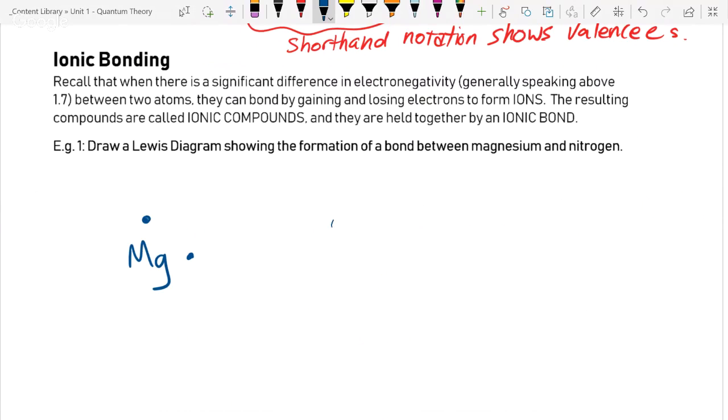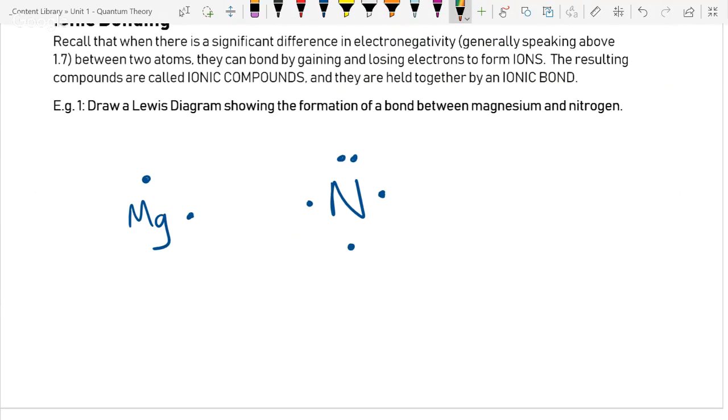So for example, if I had magnesium and nitrogen, what's magnesium's Lewis structure look like again? 2 electrons. And if I had nitrogen, what's its Lewis structure look like? What's going to happen here? How are these going to bond? Anyone? Come on. Share its electrons? Give them away.